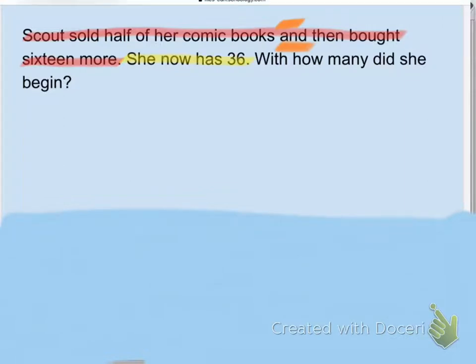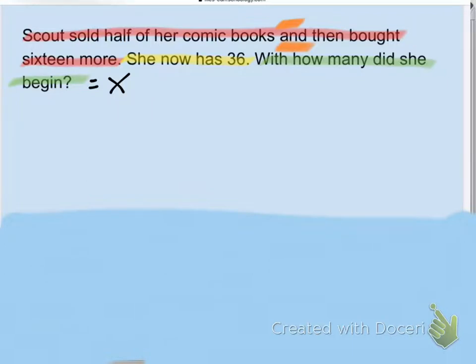Remember, I end at my punctuation. Here, the next one. With how many did she begin? Look at how fancy. With how many did she begin? What color is our unknown? Yes, Isis, it is green. Excellent. Whenever it asks our question, it's typically at the end, we do that.